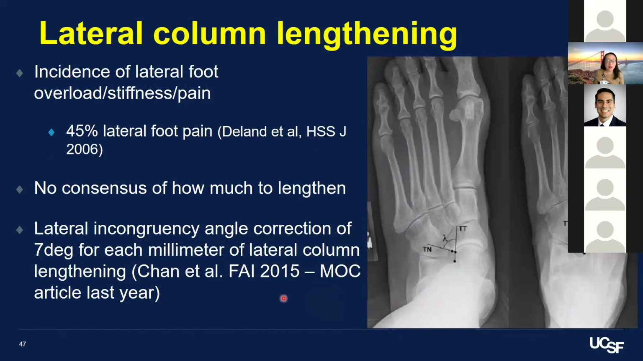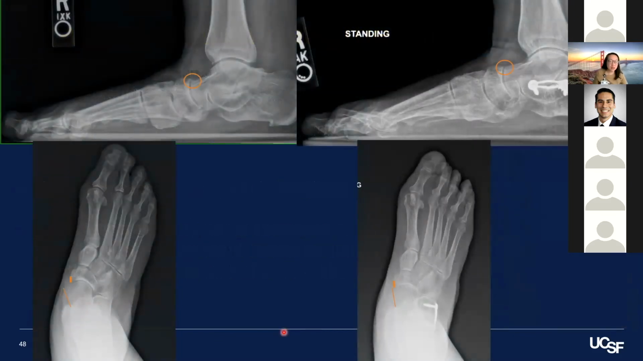And in 2015, the same group, HSS, came up with this lateral incongruency angle, where you measure this angle alpha here, and it really helps you determine how much you can lengthen your lateral column. They essentially said that you could get a correction of 7 degrees for each millimeter of lateral column lengthening. And this was actually part of the maintenance certification articles that we had last year. So I wouldn't be surprised if maybe they would start asking about this for you guys as well.